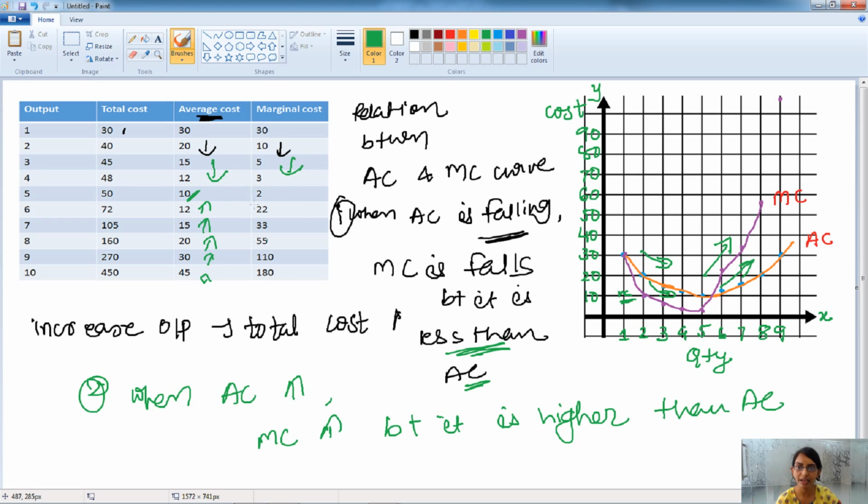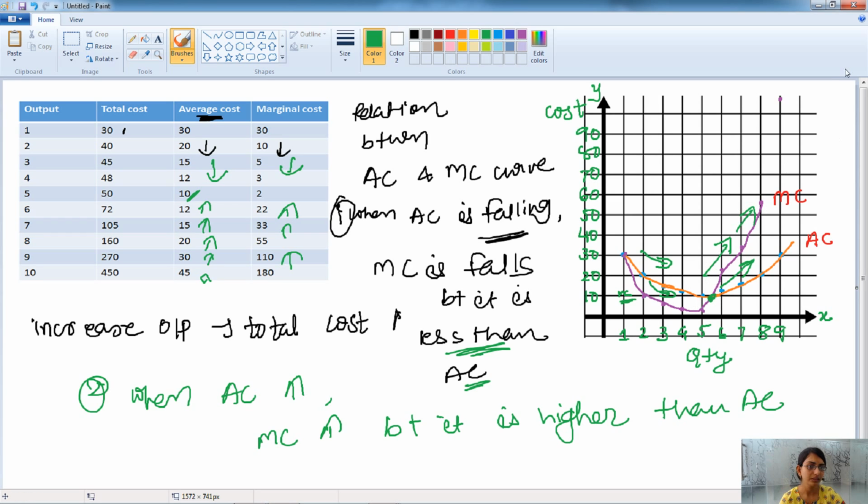When it is decreasing, marginal cost is also decreasing, and it is less than the average cost. But when average cost starts increasing, the marginal cost is also increasing. We can see that here it is 12, here marginal cost will become 22 and 32. So marginal cost is increasing at a higher rate than the average cost. That is the reason the marginal cost curve cuts AC from below, because at first it is decreasing less than the AC, but when it is increasing, it is higher than the AC.